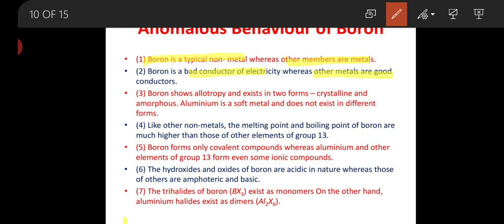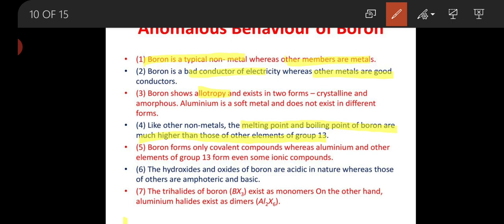As usual, boron is a non-metal, due to which its melting point and boiling point are much higher than those of the 13 group elements, because it forms an amorphous form. Due to the amorphous form, it shows a melting point and boiling point higher than all 13 group elements. Second, boron exists in allotropic forms, meaning it shows allotropy.